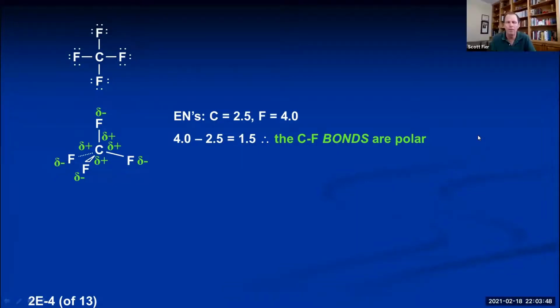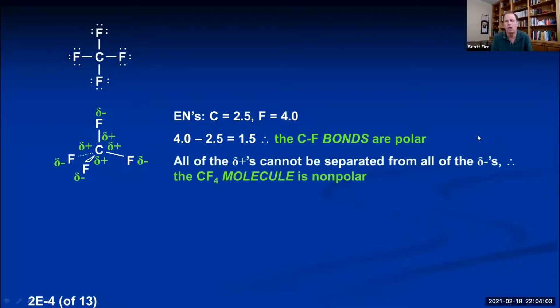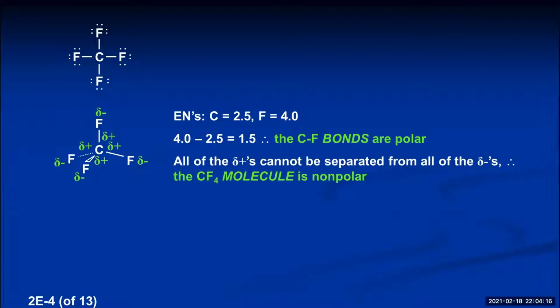Now, take a look at this molecule here. Can you draw a line that separates all the positives from all the negatives? No. Can't do it. So this molecule has polar bonds, but unfortunately, the molecule itself doesn't have a positive end or a negative end. So all of the positives cannot be separated from all the negatives. So therefore, the CF4 molecule is nonpolar.